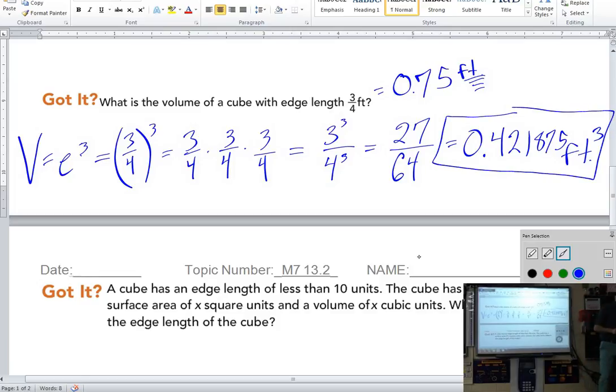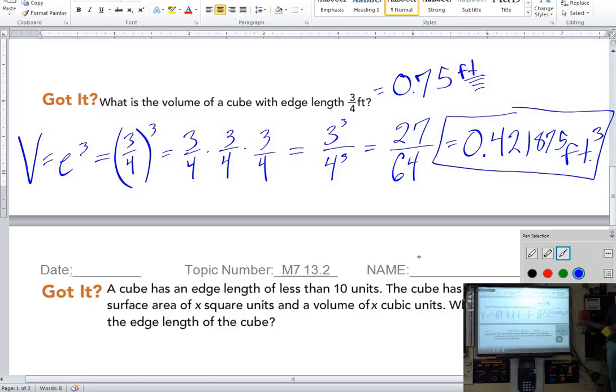Do not let your brain play tricks on you. This is not smaller because it's not comparable. You cannot compare feet with feet cubed. That's like comparing length to mass. They're not the same thing. This is how much space is inside of the object. That is how far it is from corner to corner. They're not the same types of numbers. Do not try and compare them.